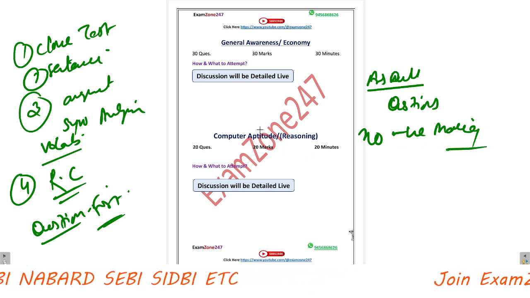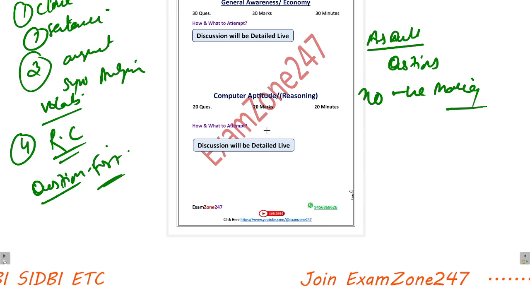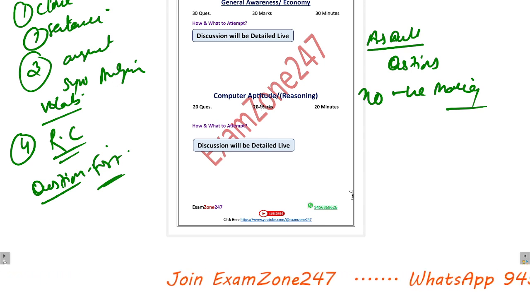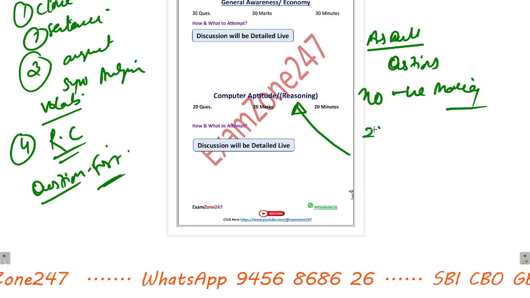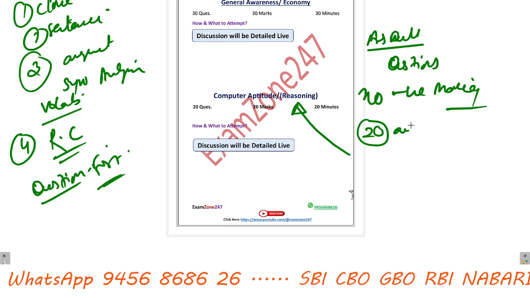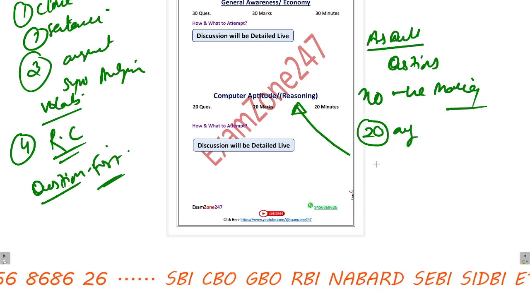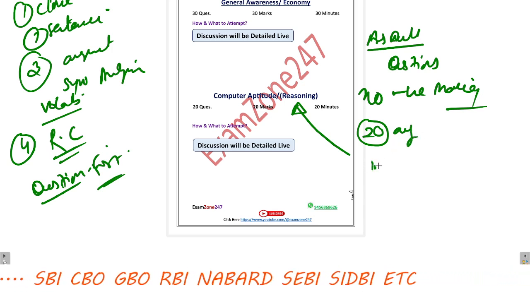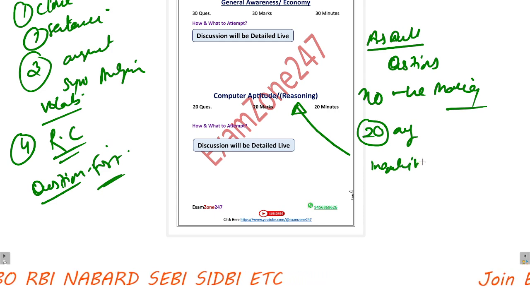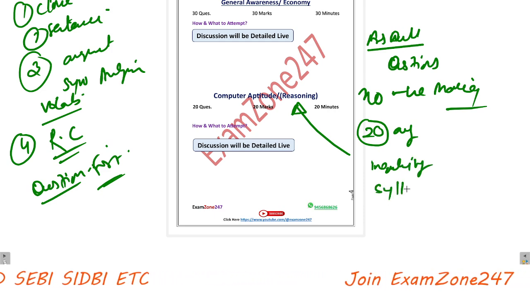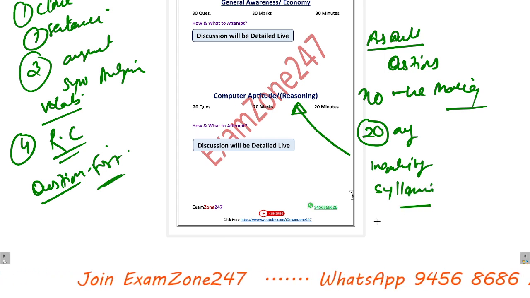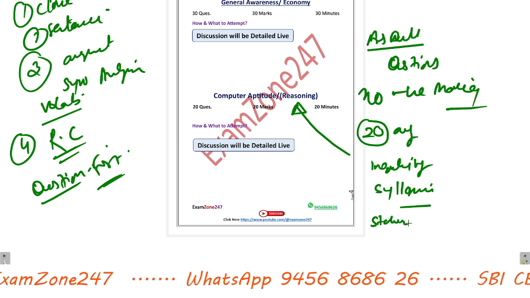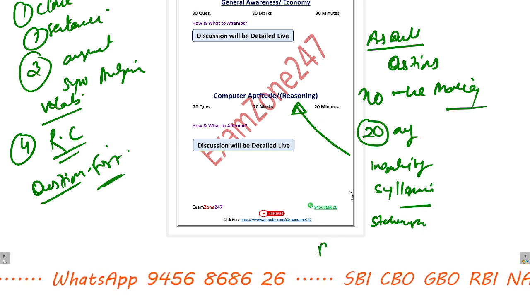Okay, now see the computer aptitude. This is the most critical part. It is of 20 minutes only. Then you see whether there is inequality, syllogism, okay, statement assumption, puzzle at last.